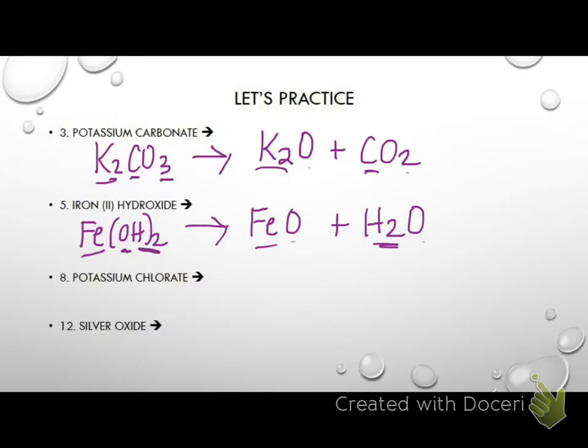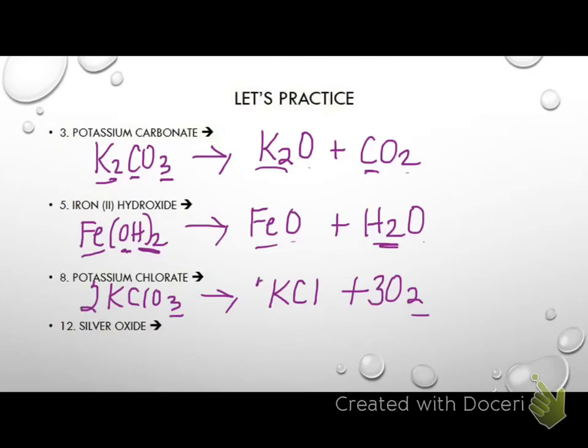Okay. Potassium chlorate, KClO3. If I look at my list, it tells me a metal chlorate decomposes into a metal chloride and oxygen. So it's going to get KCl, okay, plus oxygen, which is O2. So when I balance this, I see a 3 and a 2. So the only way to do that is make it be 6. So I'm going to put a 2 in front of the KClO3, a 2 in front of the KCl, and a 3 in front of the O2. Always write your equations correctly before you try to balance it.